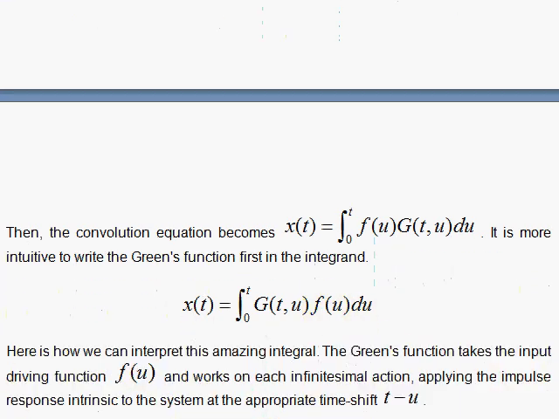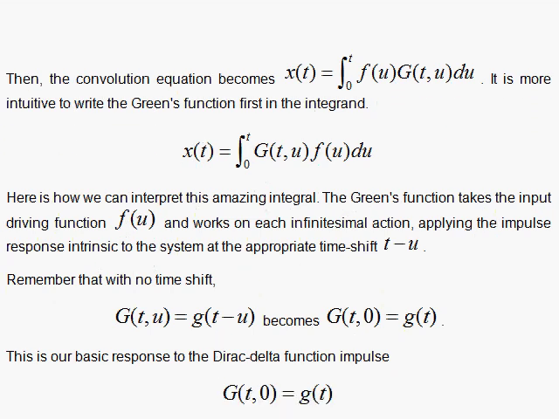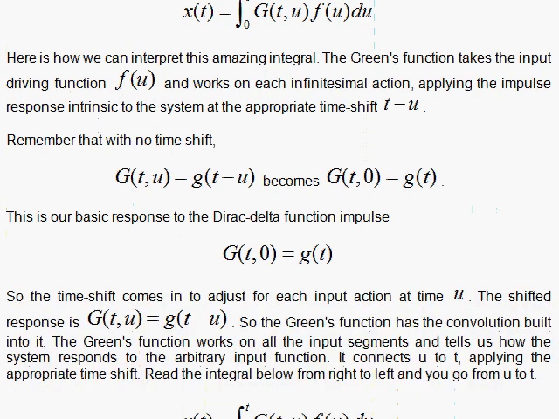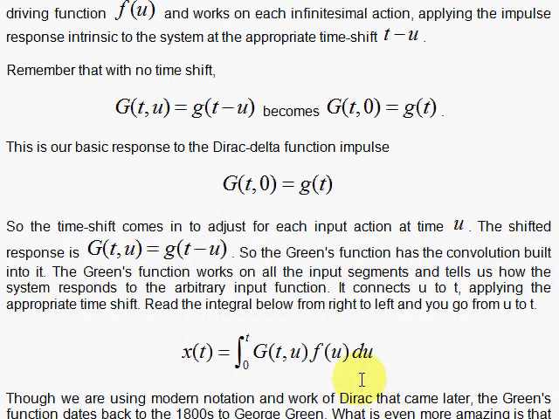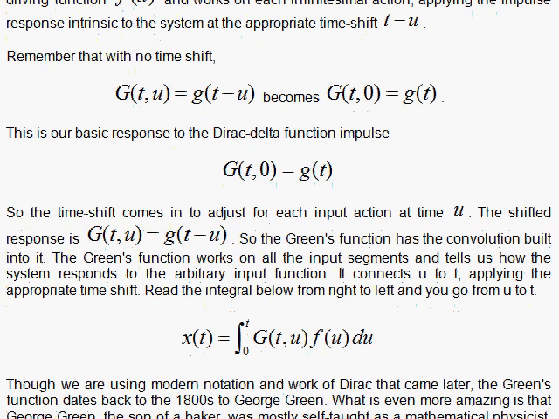So let's just review a couple of things here again. If you let u equal to 0, then you have the Green's function G of t comma 0, and that's your basic impulse response to the Dirac delta function hitting you at t equals 0. So that's the secret of understanding the system. And then here we can write the general solution as the Green's function working on the applied voltage function.